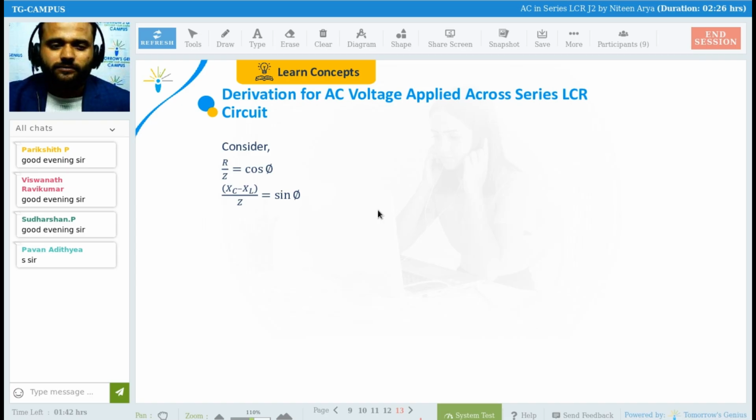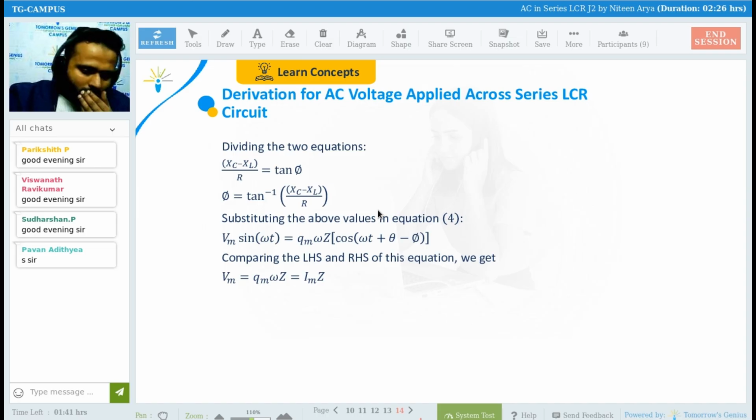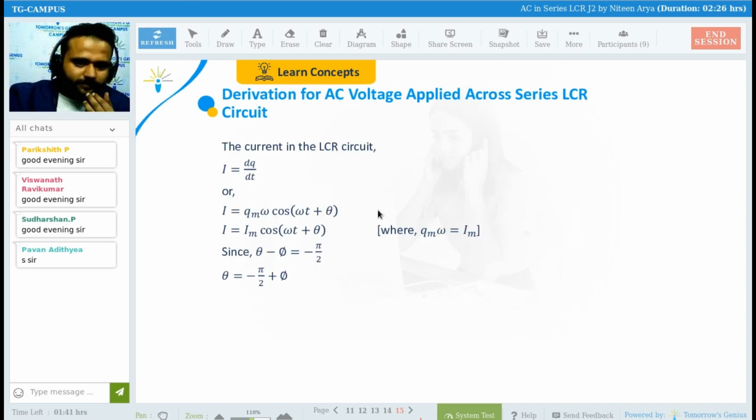What is cos phi here? We discussed this particular thing, R by Z. Phase factor, or what particular name? Phase angle. Cos phi is the phase value, right? You remember, everyone? In the previous class I gave this. Is this clear, everyone?